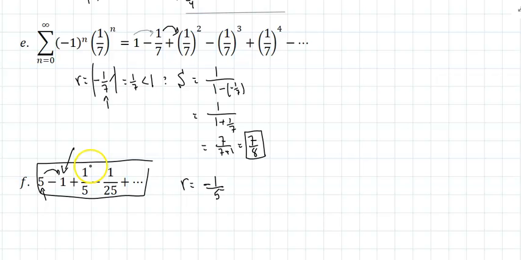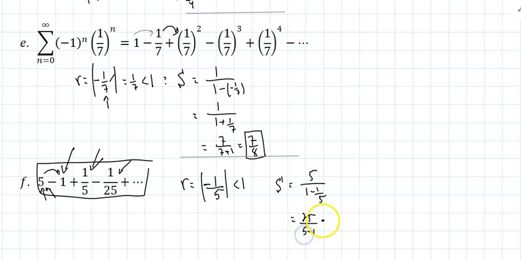If I multiply 1 over 5 by negative 1 over 5, I will get negative 1 over 25. In absolute value, that is less than 1. So this infinite sum would be the very first term, which is a 5, divided by 1 minus 1/5. The LCD is a 5. 25 over 5 minus 1. That's really 25 over 4.